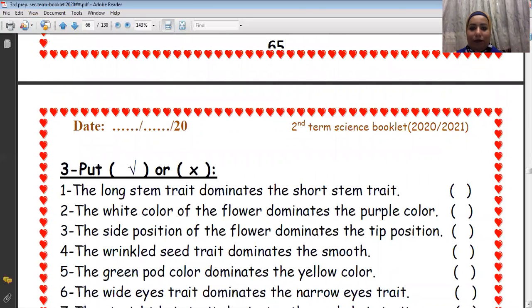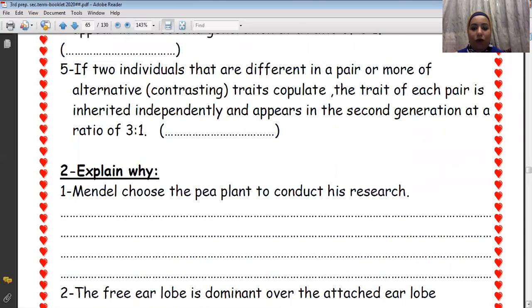Number 2, the free earlobe is dominant over the attached earlobe. Why is free dominant and attached recessive? Free is dominant as it appears in the first generation, while attached is recessive because it can't appear in the first generation, but it appears in the second generation.